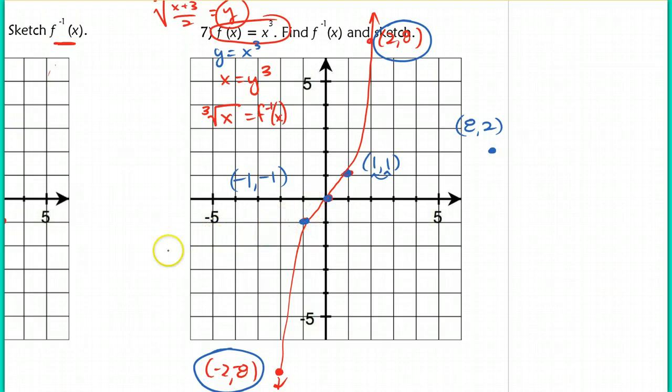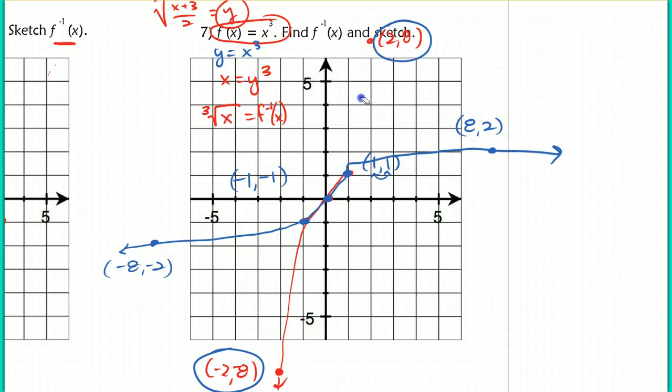And (-8, -2) would be my other point. Let's put it right about here. And connect. Alright. So if I erase now the red, this would be the graph of the cube root of x. And again, I'm sure you know how to graph it, but I just wanted to do it a little bit quicker.